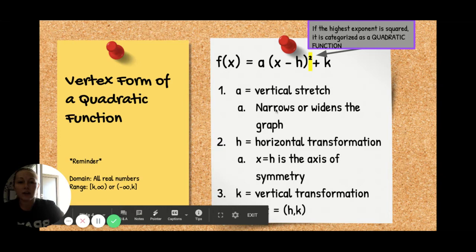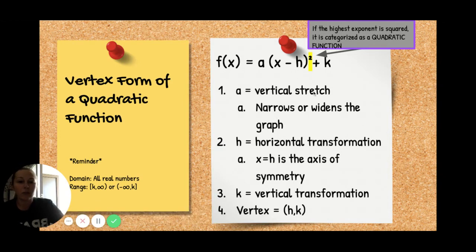On the inside here in our binomial with x, that h represents our horizontal, so left to right transformation. If it's minus h, it's going to go to the right, and if it's plus h, it's going to go to the left. Side note, x equals h is your axis of symmetry. So that very center of your graph, that's where we could fold it, and it would fold right onto itself because the graph is symmetrical. Also, that point is the x-coordinate of your vertex.